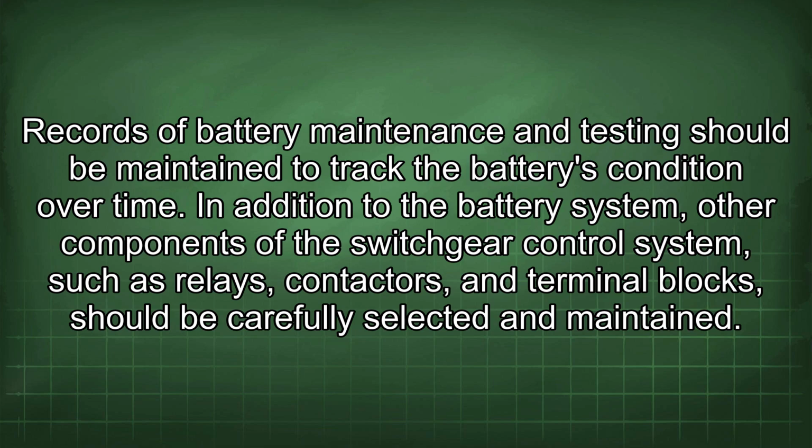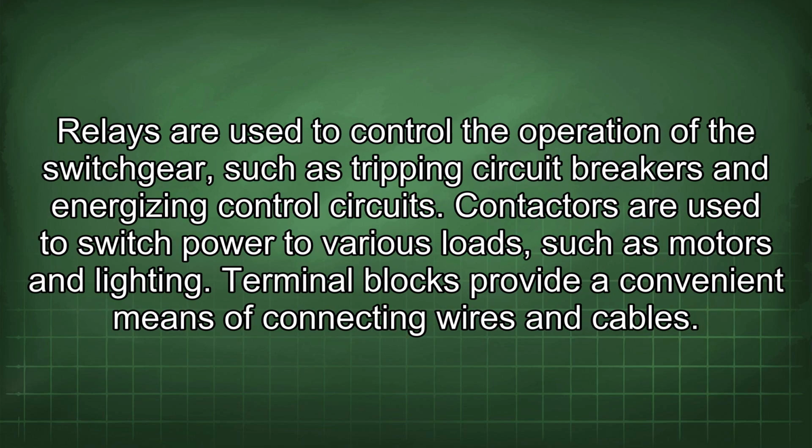In addition to the battery system, other components of the switchgear control system, such as relays, contactors, and terminal blocks, should be carefully selected and maintained. Relays are used to control the operation of the switchgear, such as tripping circuit breakers and energizing control circuits. Contactors are used to switch power to various loads, such as motors and lighting. Terminal blocks provide a convenient means of connecting wires and cables.